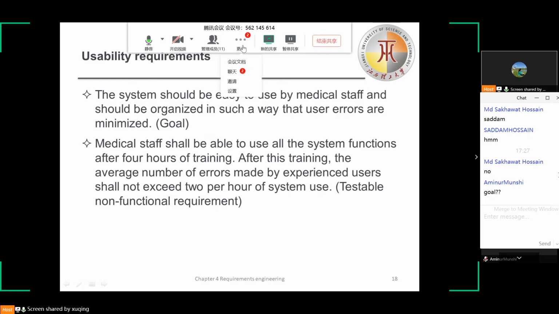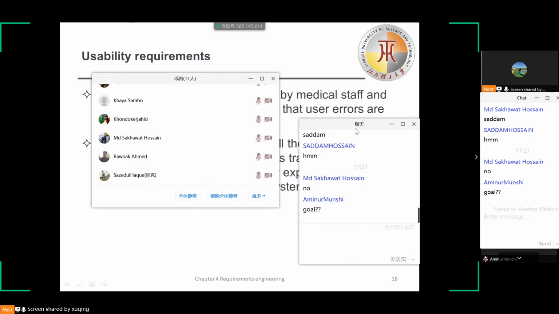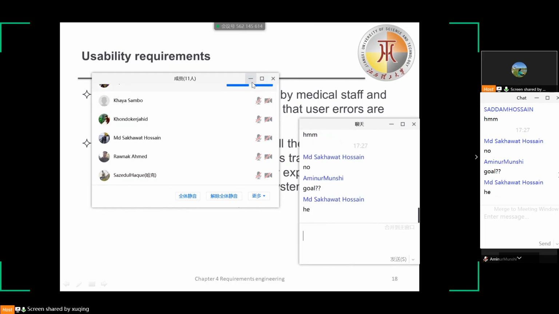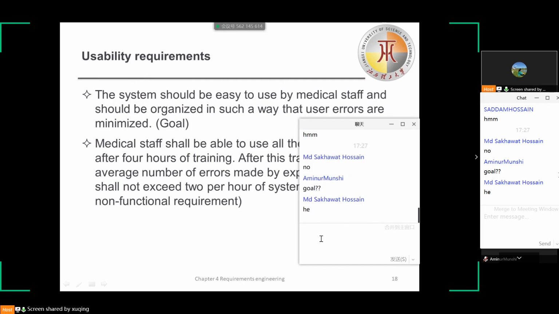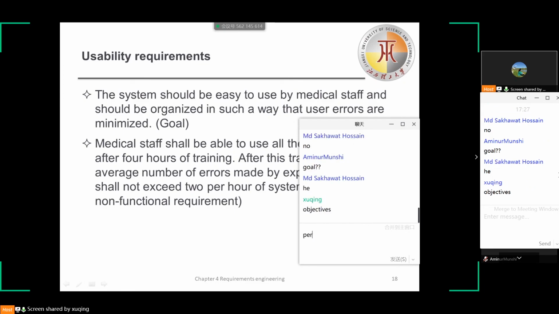Okay, so in this class, we have talked about the last section of the third chapter. A student asked a question: what is the meaning of the goal? Oh, goal. It's like the objective. Like objectives, purpose. So, we cannot say purpose exactly.